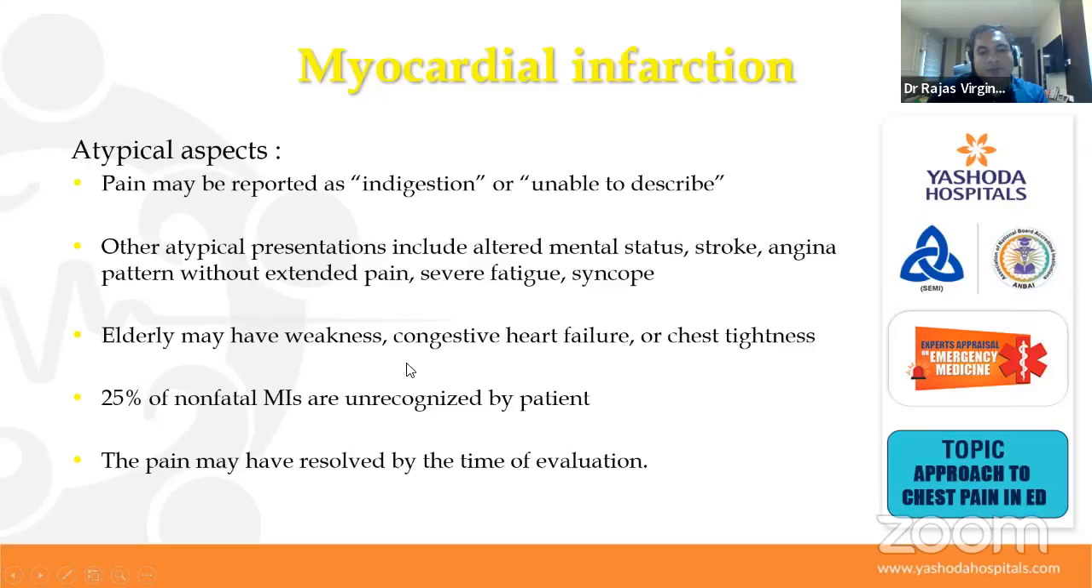Elderly patients come with generalized weakness, heart failure, or chest tightness. Almost 25% of MIs which are non-fatal go unrecognized as silent MIs, which are only later established on an echo or on an ECG, which shows Q waves or chronic changes. Sometimes the pain might have even resolved by the time of evaluation, for example, if there was a coronary artery spasm.